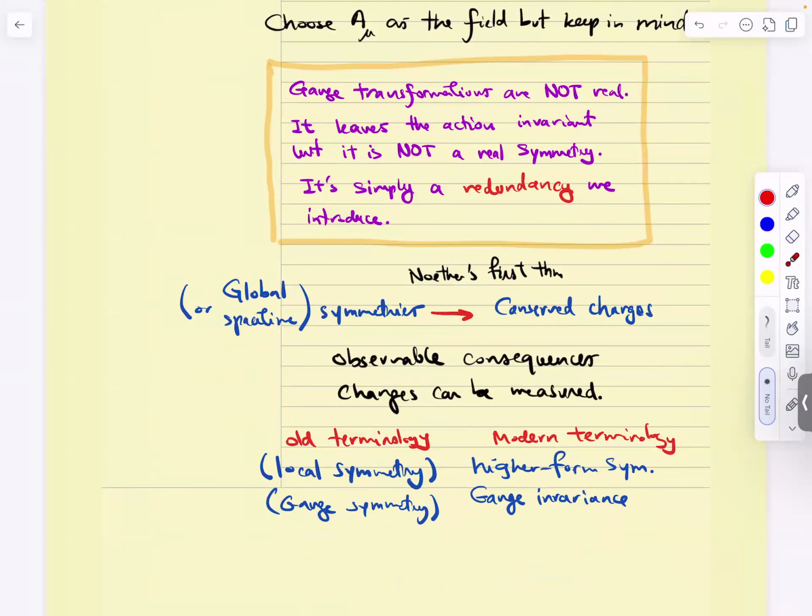so let me just say this, that old terminology, local symmetry, gauge symmetry. Modern terminology, local symmetry is called higher form symmetry. So these theories, they have symmetries, they're not local. They're called higher form symmetries. So this is a modern terminology for it. It's not a gauge symmetry, it's a gauge invariance. All right.